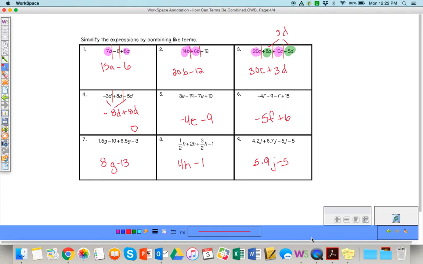All right, so you are going to grab the quick check that says, how can terms be combined?